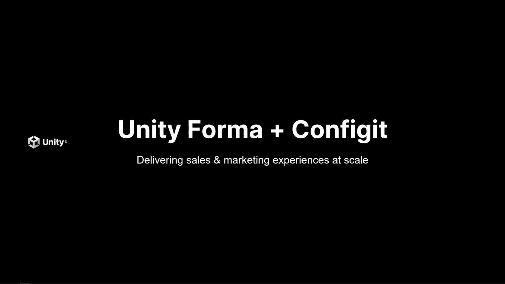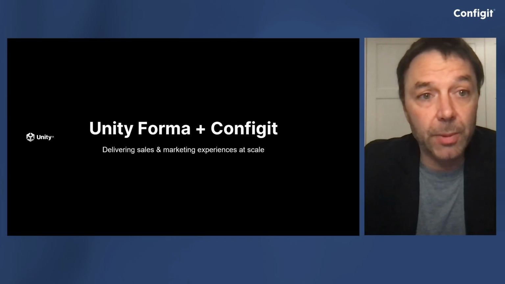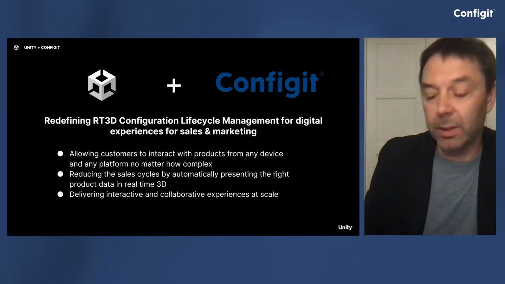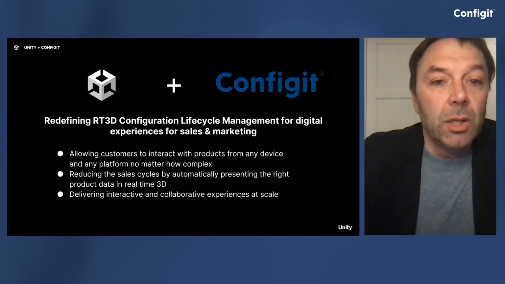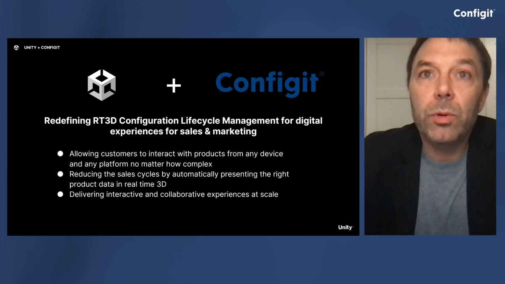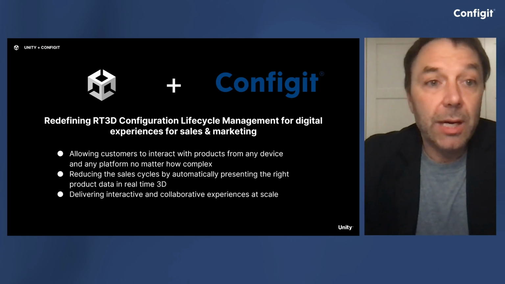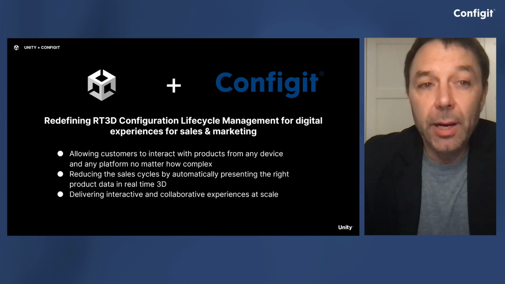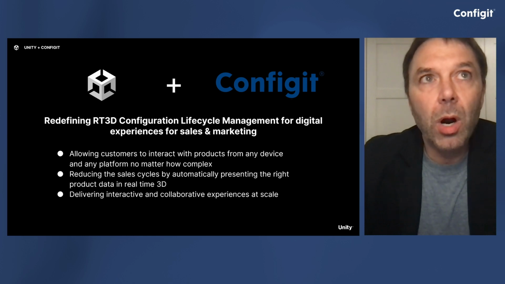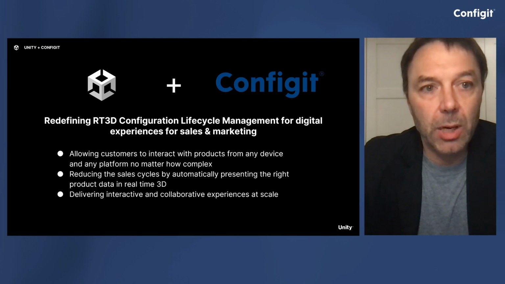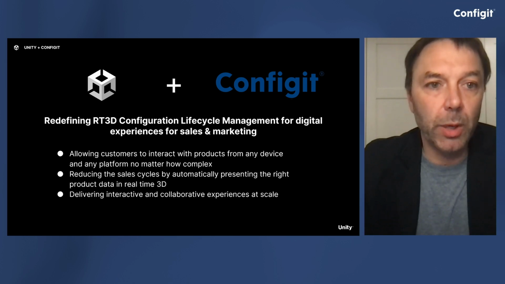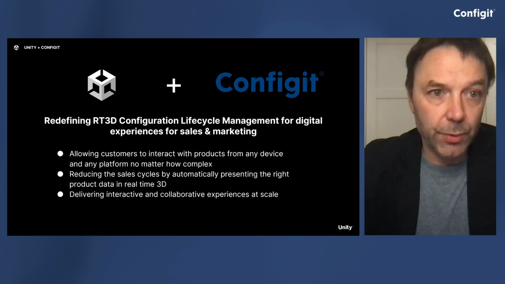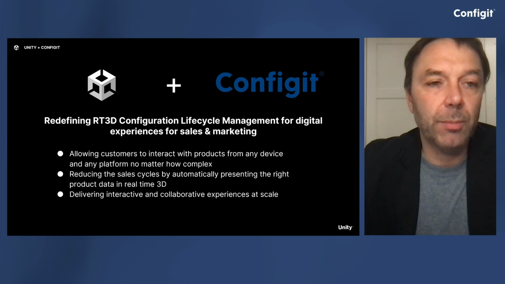So I'm going to talk a little bit more in detail about the Unity and Configit relationship and the system that we're building. The two companies share a lot of values and a lot of core understanding, core mantras, in the way we build our products. It's build once, deploy anywhere, single source of truth, right? Those are very core values to both companies.